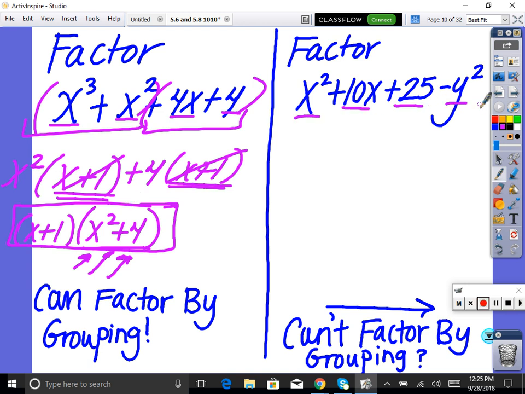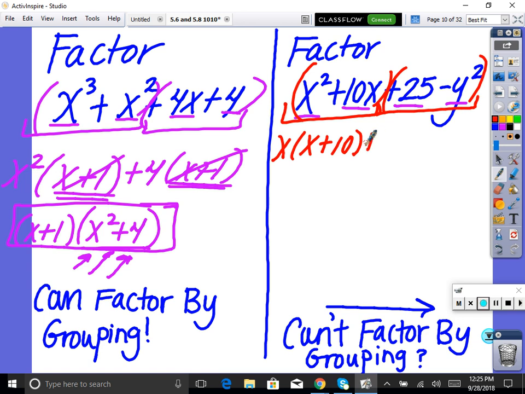But if I try factoring by grouping, it won't work. See, look. Pulling out a greatest common factor, x plus 10 is left. Pulling out the greatest thing in common, which is only a 1, left is 25 minus y squared. Look inside. Our parentheses are not the same, and therefore this does not factor by grouping. So we've got to use a different method.